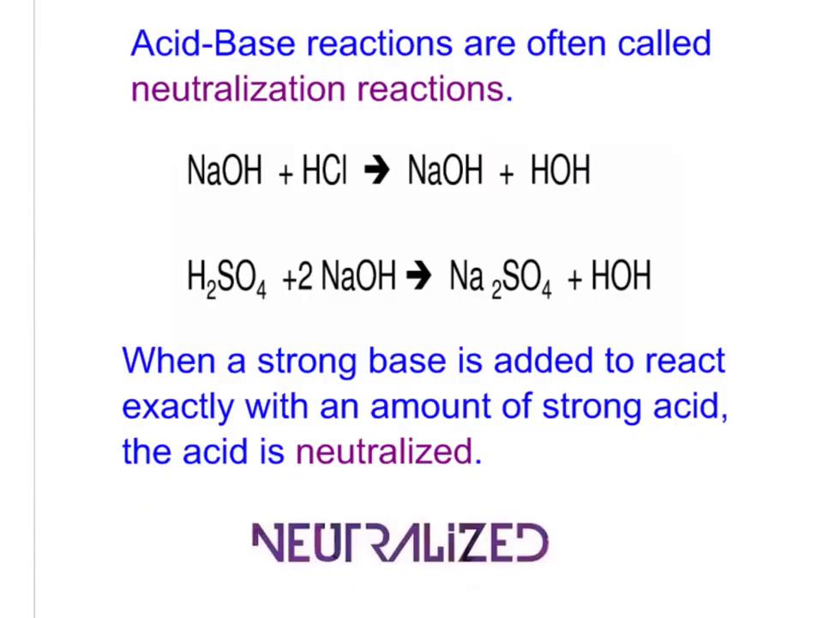So acid-base reactions are often called neutralization reactions. Here's just some more examples of acid-base reactions here. When we have a strong base and a strong acid, and we add the exact amount of each so that each are able to completely react, we say that the acid is neutralized, that it's a neutralization reaction, that both are completely reacted. And we're going to look now at some calculations involving this neutralization reaction.